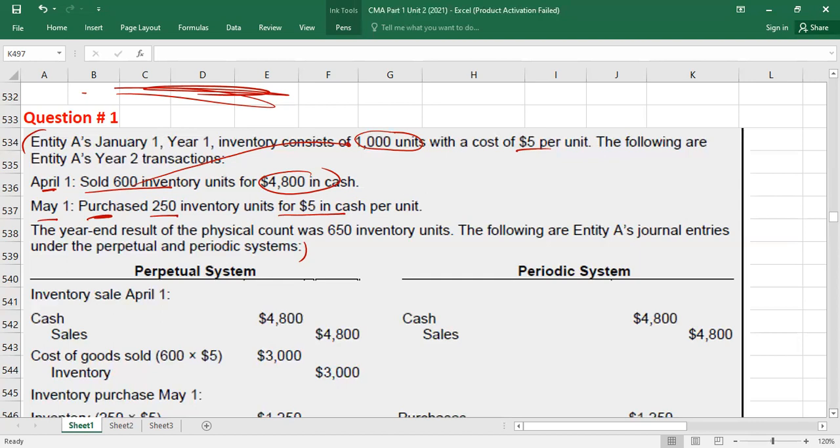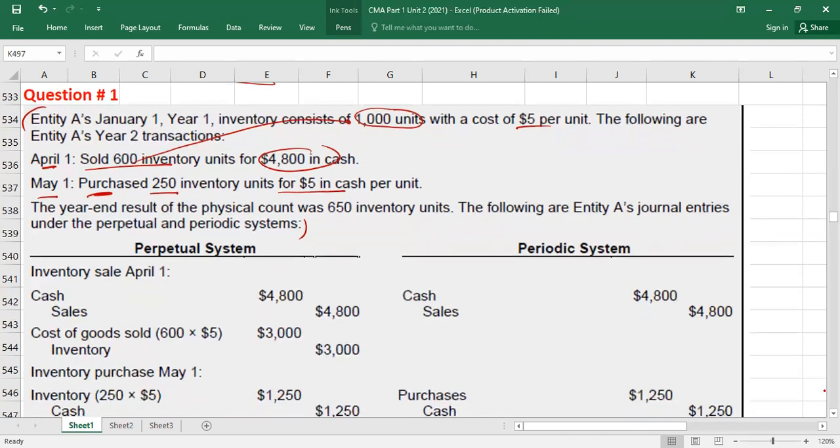This is the data, and let's assume you are using the perpetual system first. Right? If you're using perpetual system, because every sale is recorded in the system, with every sale you will also record cost of goods sold and inventory as well. So what are the relevant entries? First of all, on April 1 you have sold. And you sold for how much? 4,800. And obviously you sold from which units? From the opening inventory, 1,000 units. So you have sold 600 units for 4,800. So you will record first debit cash, credit sale with the sale price.